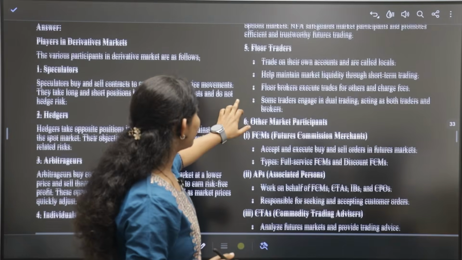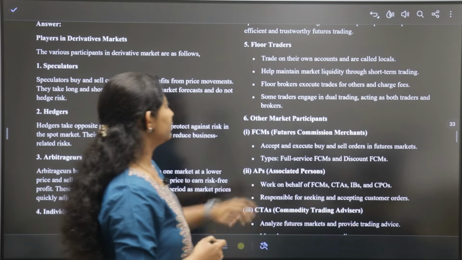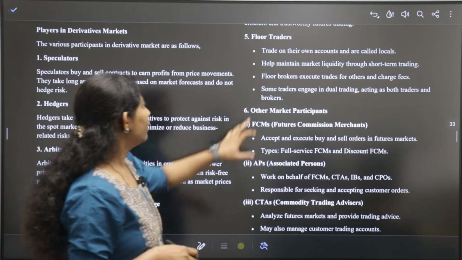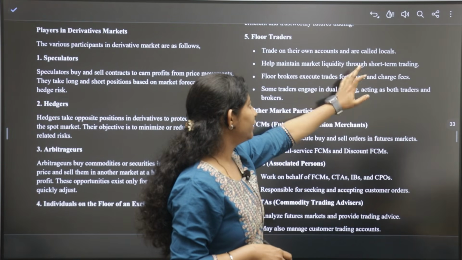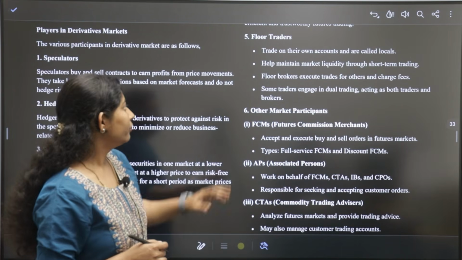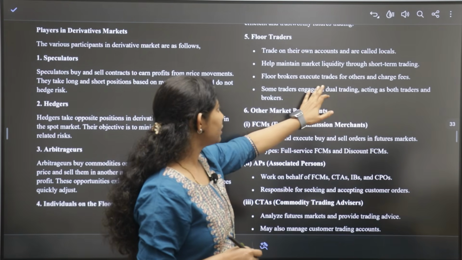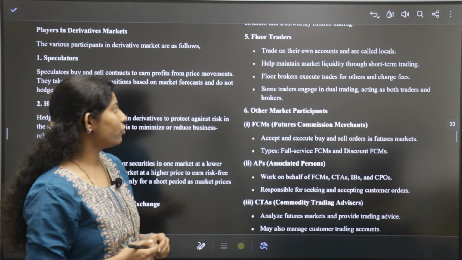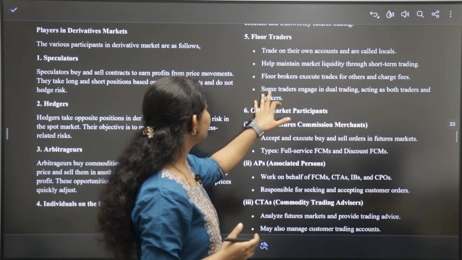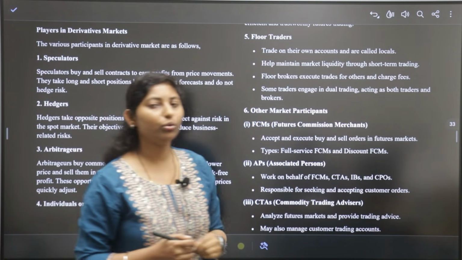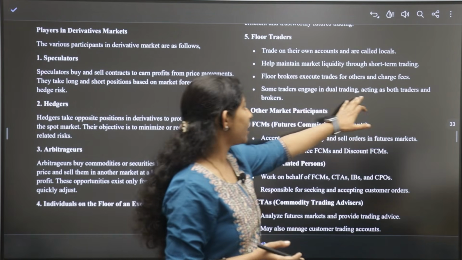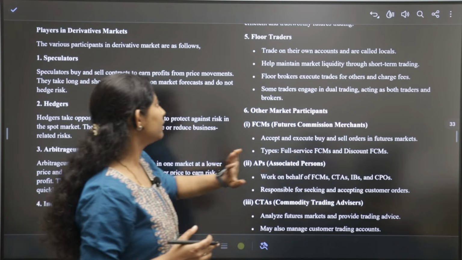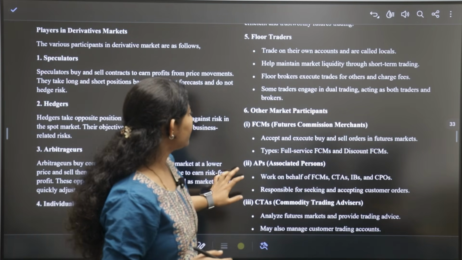Next you have floor traders. Okay, they are traders who trade their own accounts, and they are called local traders. They help maintain market liquidity through short-term trading. Floor brokers can also execute orders for others, and they charge fees for trading on the spot. Next, some traders engage in dual trading, acting as both trader and broker. So we call them both floor traders and brokers.